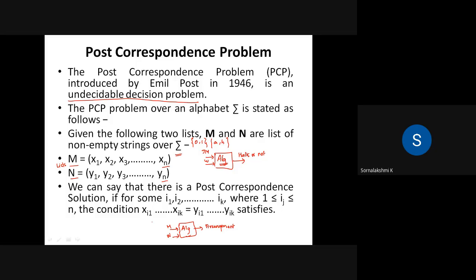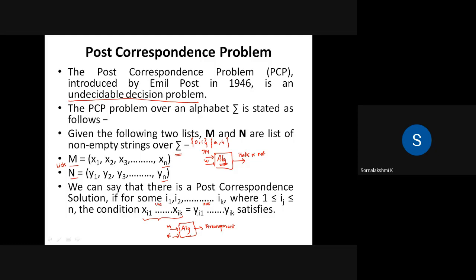Such that, see here, x1 to xk, any arrangement from these n strings, x1 to xn, on the left hand side, and on the right hand side, any arrangement from the list y1 to yn. Take k strings and arrange them so that these two strings are equal, that is, LHS is equal to RHS. Are you understanding? We will understand more when we see an example. So if you are able to get LHS equal to RHS, then we say it's a Post Correspondence.